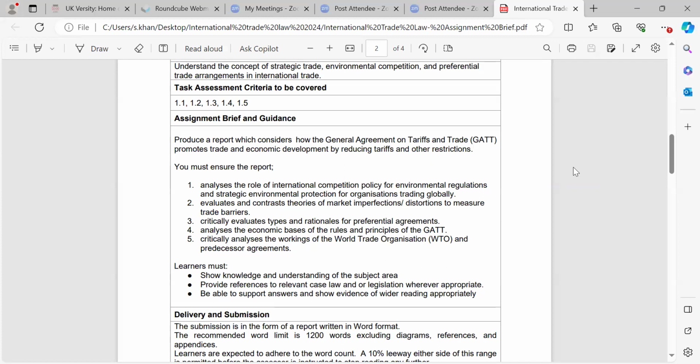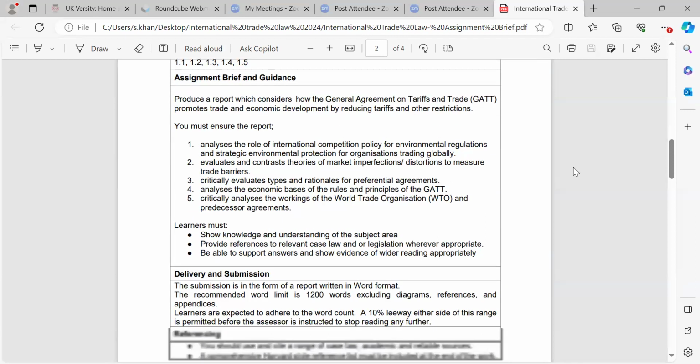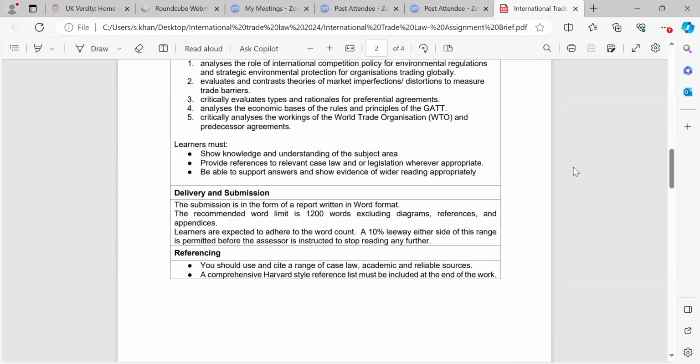You must identify this and also use your referencing system, which is Harvard referencing system, and also reference any case law, any sort of reading that you're doing, them articles that I've shown you, make sure you reference them as well. But you need to be using Harvard system of referencing. The submission is in the form of a report in written format in Word document. The recommended word limit is 1,200 words, excluding diagrams, references, and appendices.